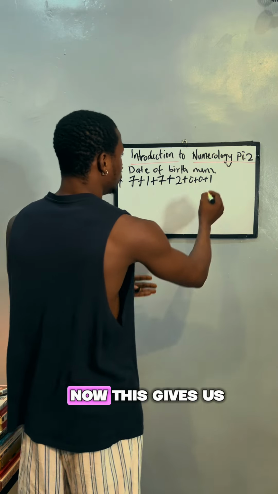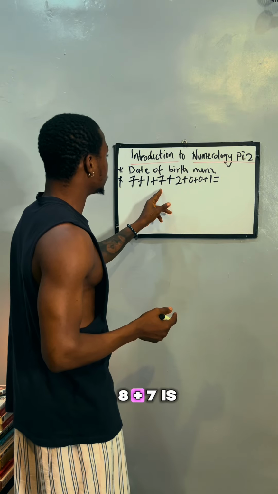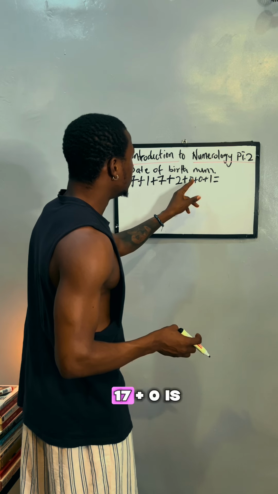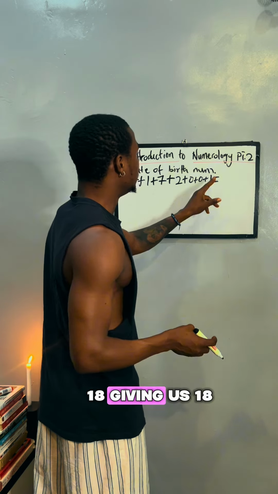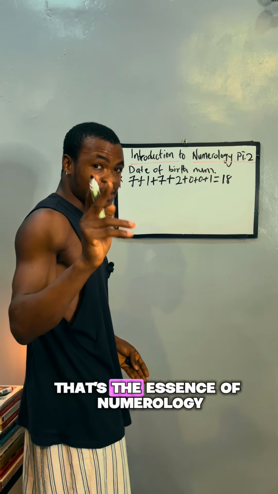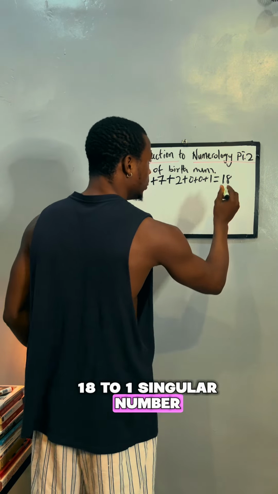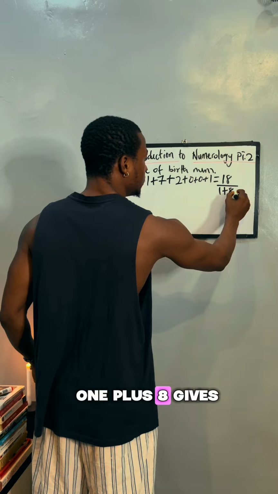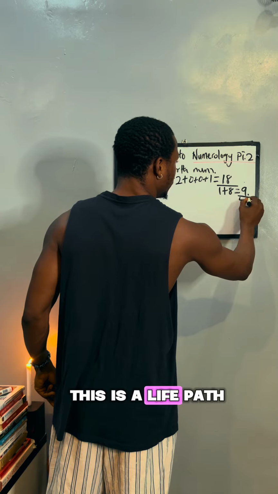You understand it? Now, this gives us a particular number. Let's calculate it together. 7 plus 1 is 8. 8 plus 7 is 15. 15 plus 2 is 17. 17 plus 0 is 17. 17 plus 0 again is 17. 17 plus 1 is 18, giving us 18. So you don't just stop at 18. That's the essence of numerology. You still reduce this 18 to one singular number, which is 1 plus 8. 1 plus 8 gives us what? 9. So this is a life path 9.